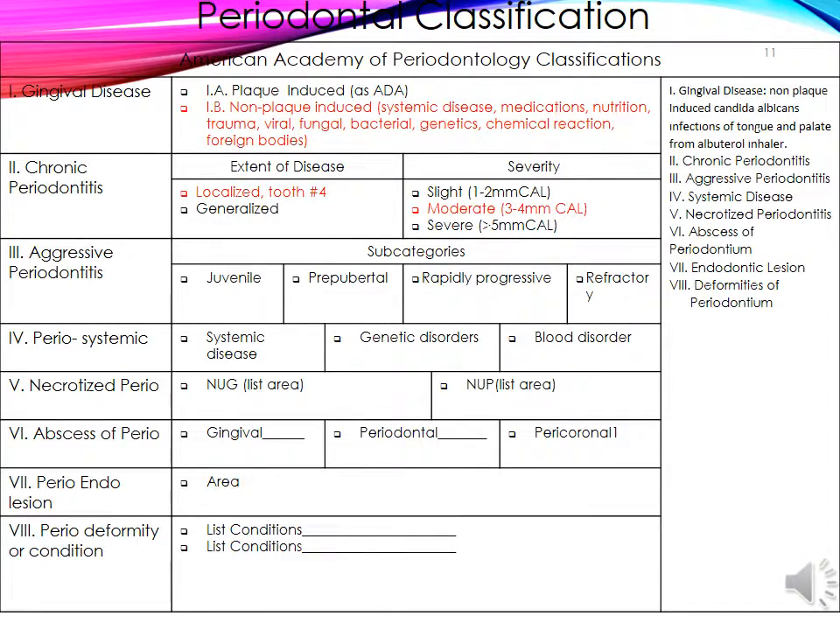The American Academy of Periodontology classification is as follows. For gingival disease, it's non-plaque-induced Candida albicans infection of the tongue and palate from an albuterol inhaler. Chronic periodontitis localized to tooth number 4 with a moderate severity of 4 millimeter clinical attachment loss.